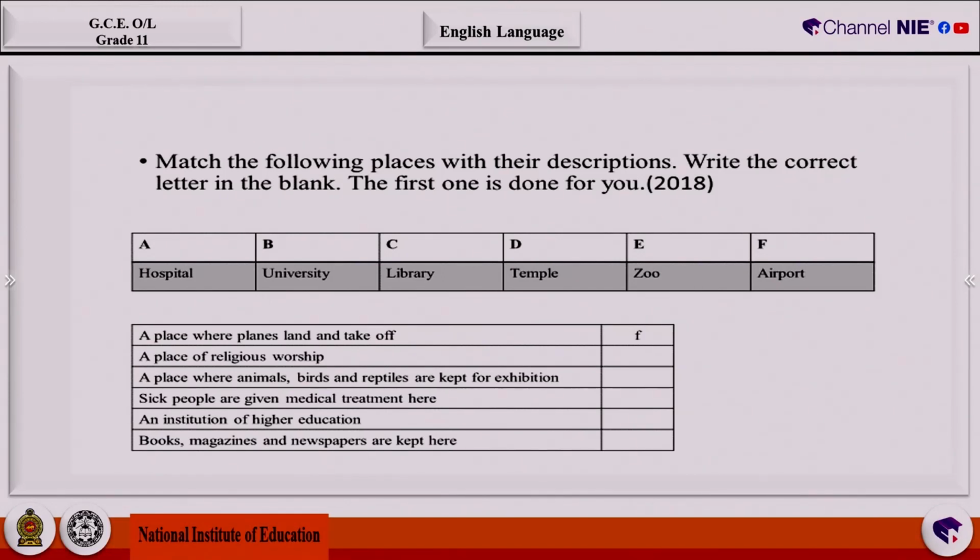Let's read the instructions. Match the following places with their descriptions. Write the correct letter in the blank. The first one is done for you. So, this is very easy to follow.